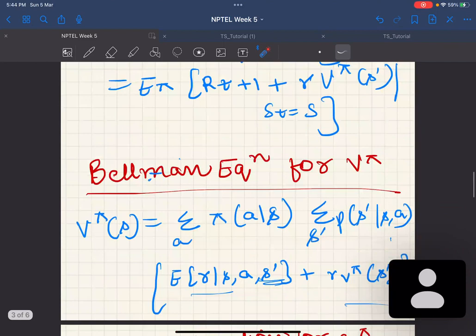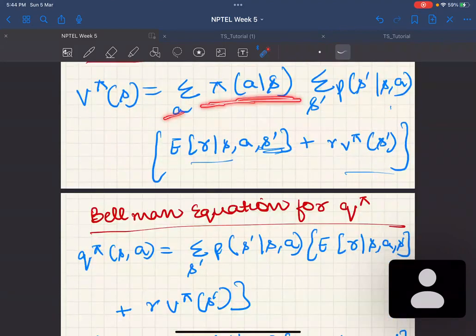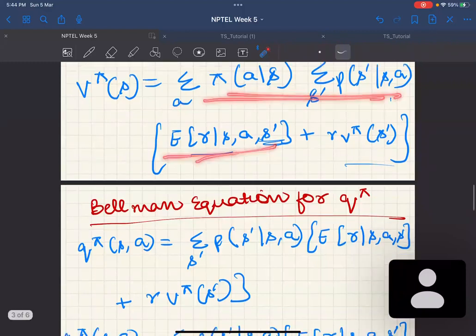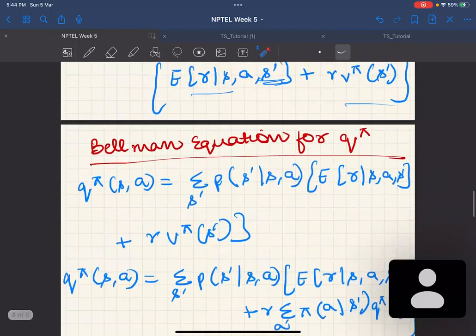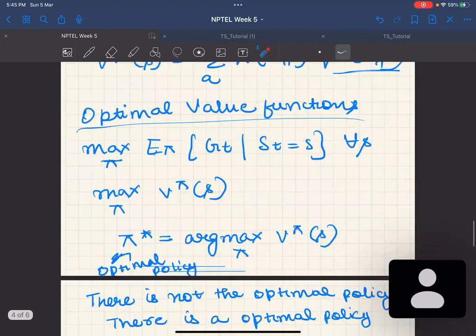And then what is Q pi? I'll not write this S and A because for the first reward, R t plus 1, I know what the first action performed is. So given S and A, what is the probability of S dash?